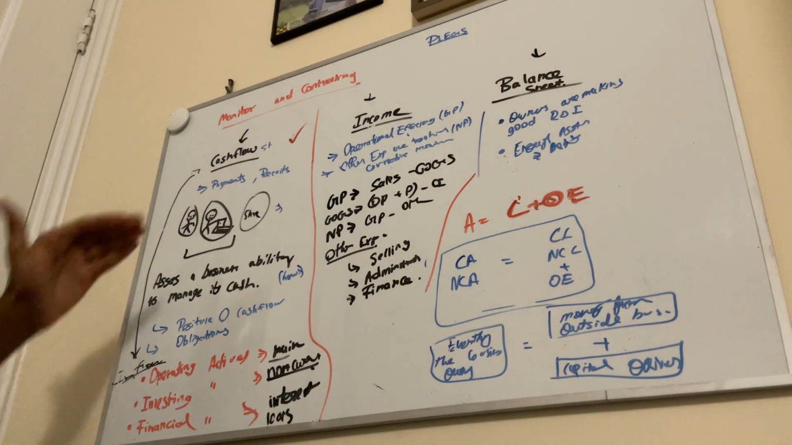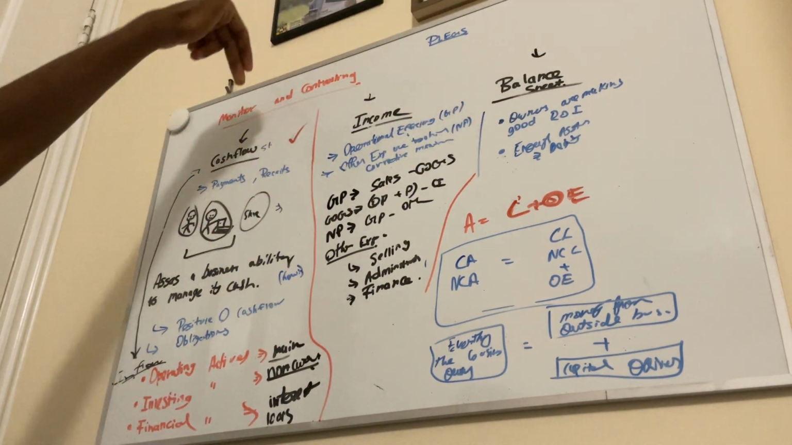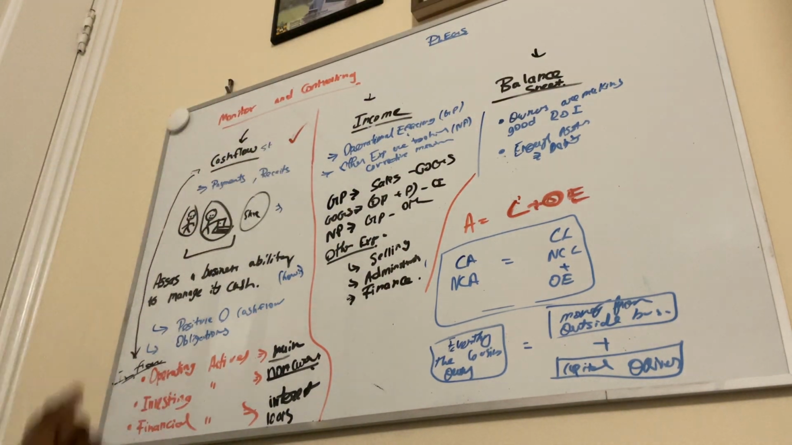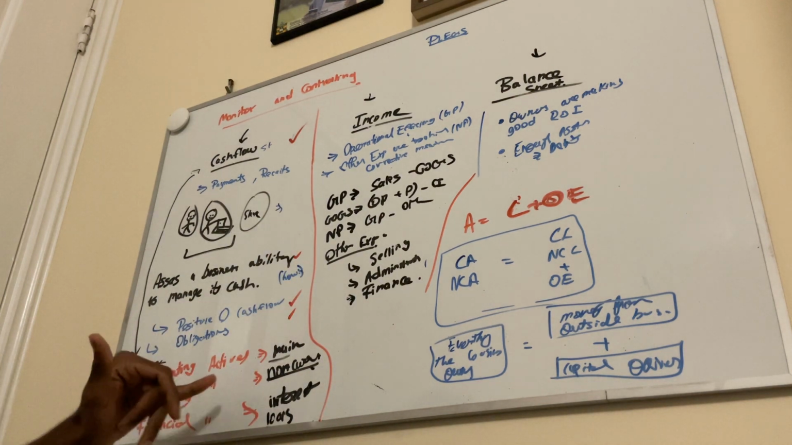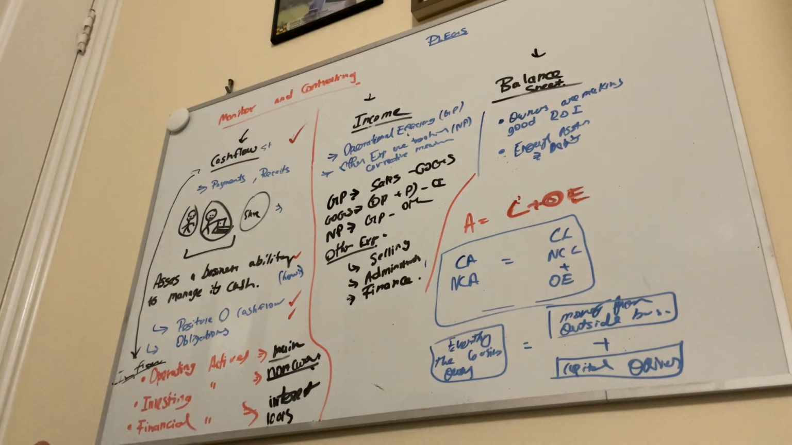But basically, a cash flow statement is a mix of both the income statement and balance sheet, because you take stuff from both and then you put it here. Because what does it include? Cash flow statement includes things like operating activities, investing activities, and financial activities.